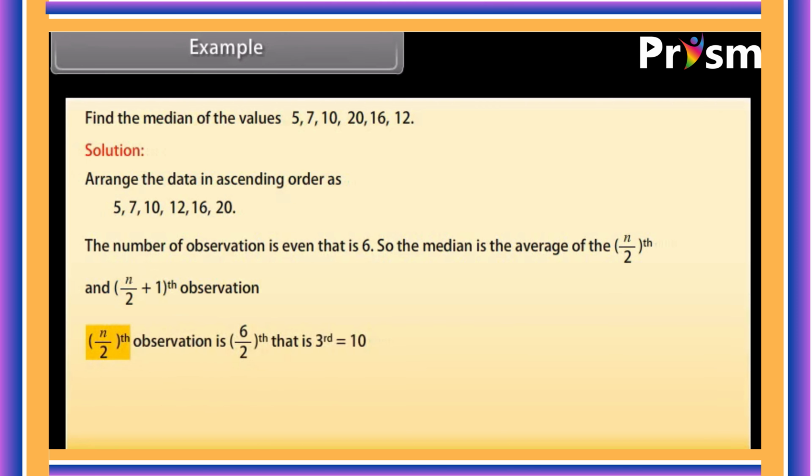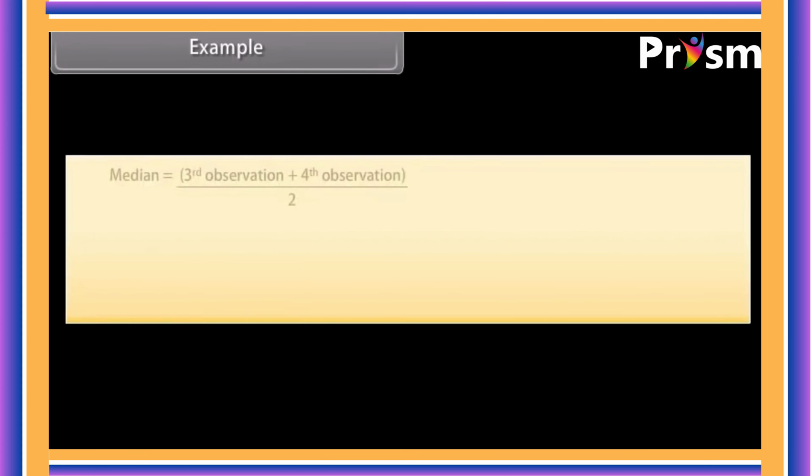The n by 2th observation is 6 by 2th, that is, third, which equals 10. The n by 2 plus 1th observation is 6 by 2 plus 1th, that is, fourth, which equals 12. Median is equal to (third observation plus fourth observation) by 2, which equals (10 plus 12) by 2 equals 11.